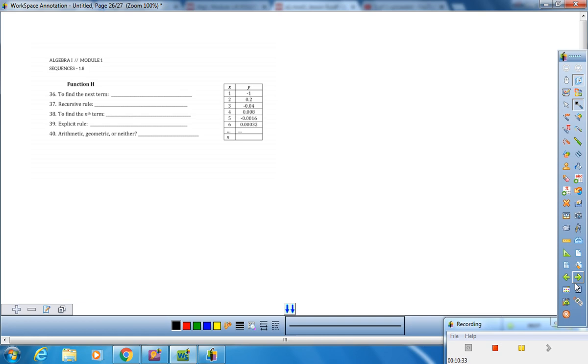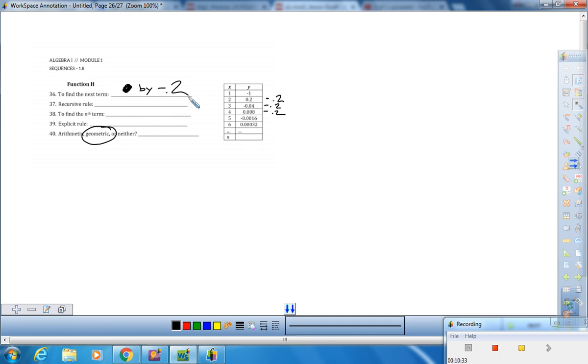Alright, so here we multiplied by -0.2, and then we multiplied by -0.2, and multiplied by -0.2. So let's just go fast on this one. This is geometric. Multiply by, or multiply, whatever notation you want to use, -0.2. We can do the recursive rule. We know that. Let's do the nth term.